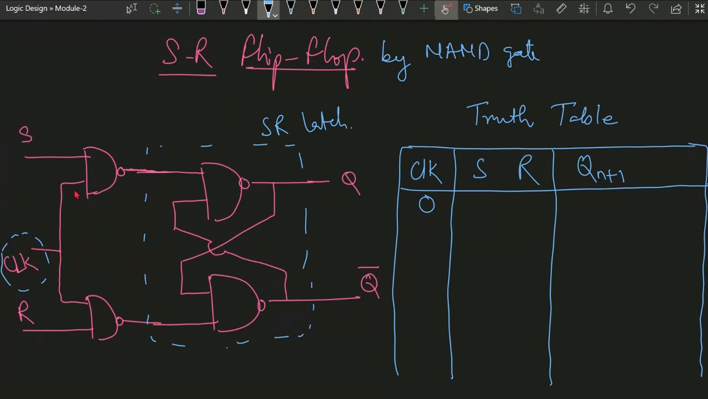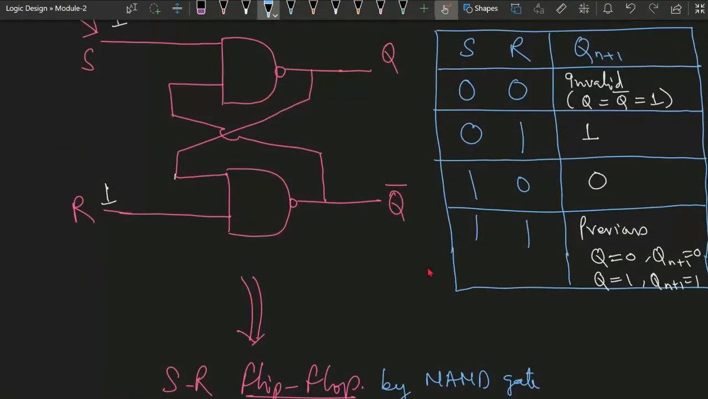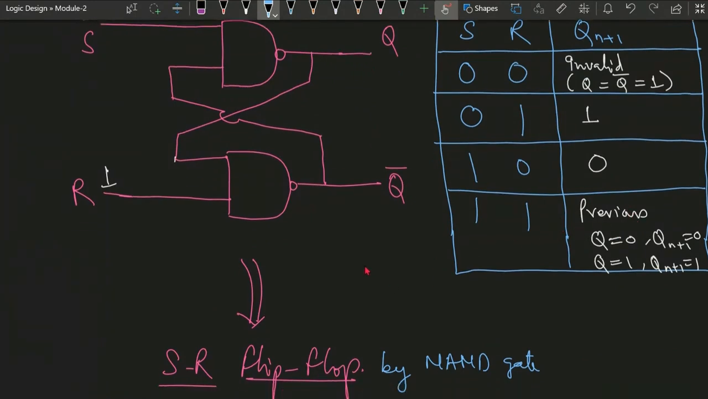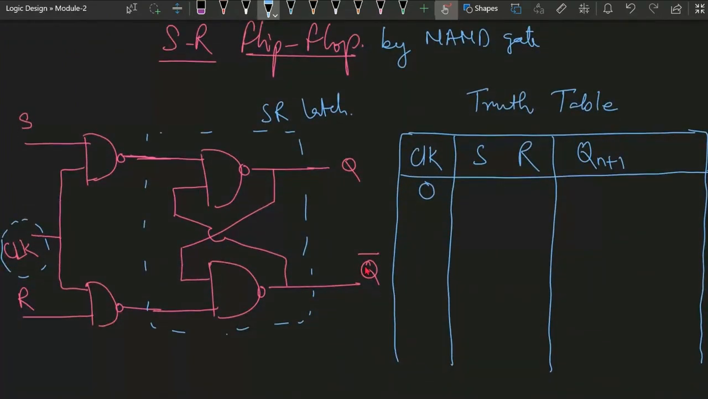Because the clock is 0, it becomes always 1 and 1. If it is 1 and 1, the latch has 1 and 1. In that case, the previous value will be retained. So initially q is storing 0, so 0 will remain the same. At the same time, if the clock is 0 and the inputs S and R are anything, X written indicates don't care. Don't care in the sense it can be 0 or 1, and then also it will not have any effect.